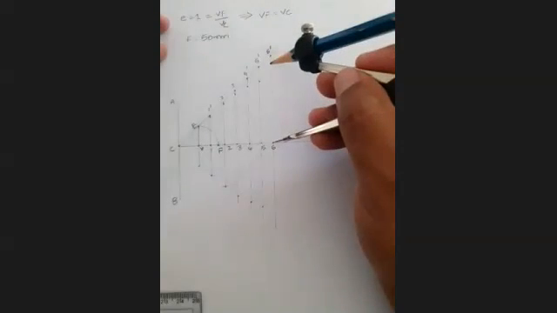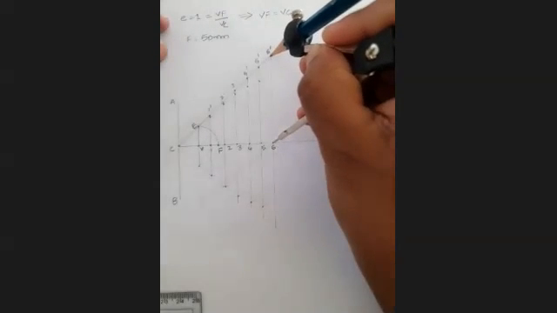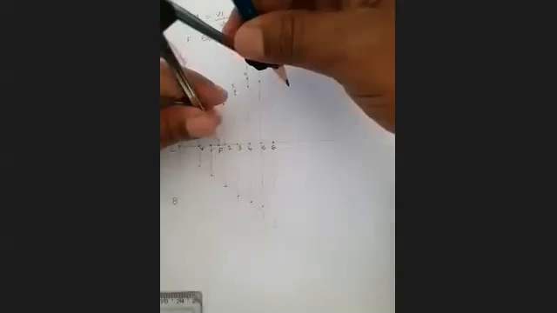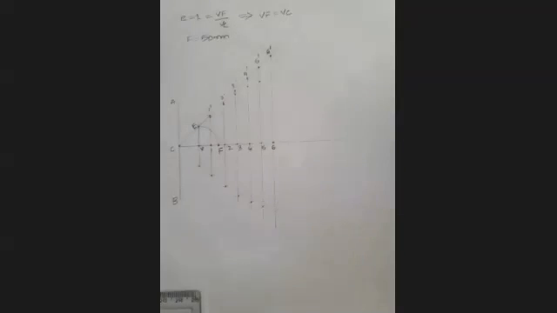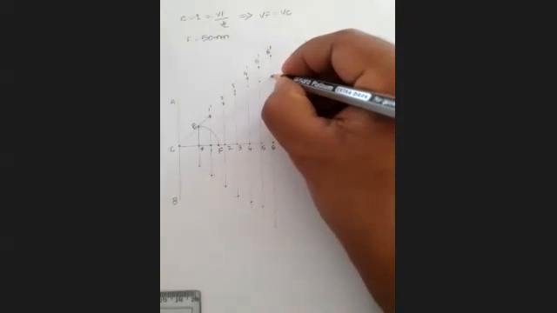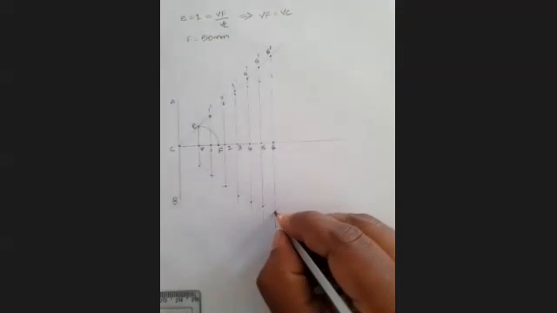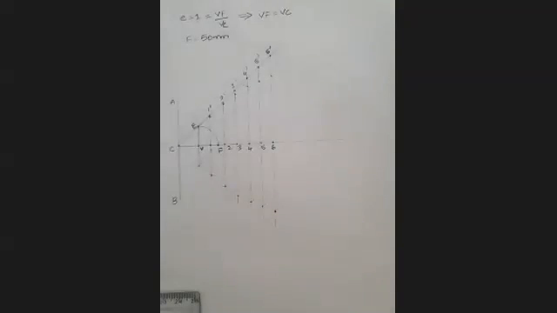Mark 2 points. Next, after that, take 6 to 6 dash as radius, F as center. Cut the arc above and below. So we will get 2 points. Now complete till here. I will be waiting. Once you are done, inform me. I will proceed further.